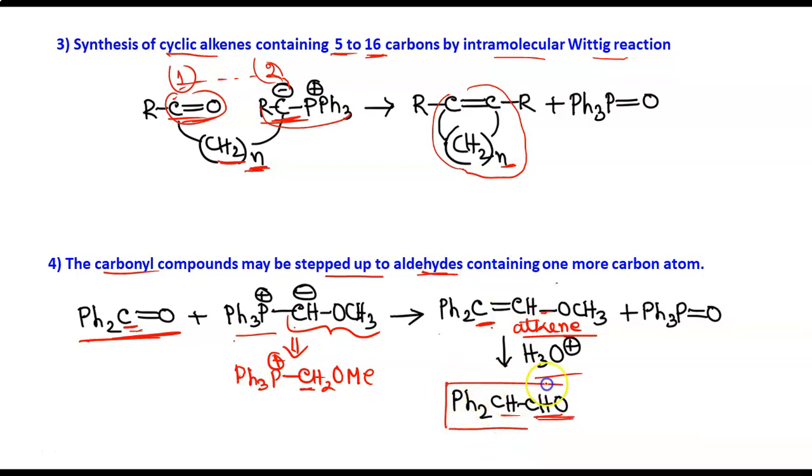So if we want to increase 1 carbon, then we can also apply Wittig reaction. Now if you have any doubt how from this molecule by acidic hydrolysis we are getting this one, then I will show that in the next slide.